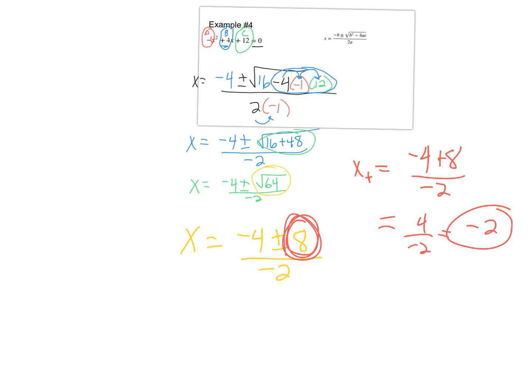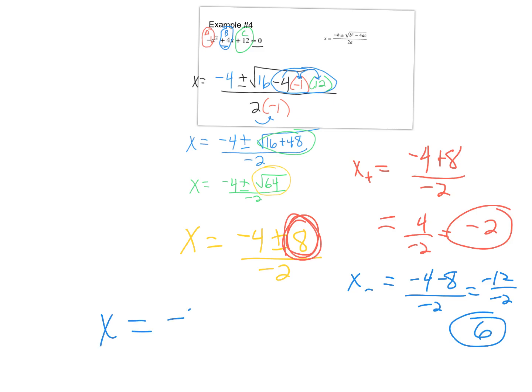Okay. Now for the x negative. It says we're going to do negative 4 minus 8 divided by negative 2, which is negative 12 divided by negative 2, which is 6. So my solutions, x is going to equal negative 2 and positive 6. Okay, so there's that one.